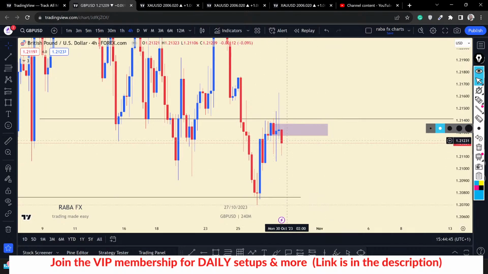Okay. When price comes in here, this is your setup here. You sell down here, depending on whatever entry criteria you have, there's no problem.